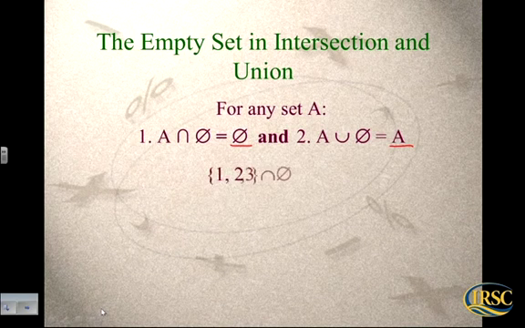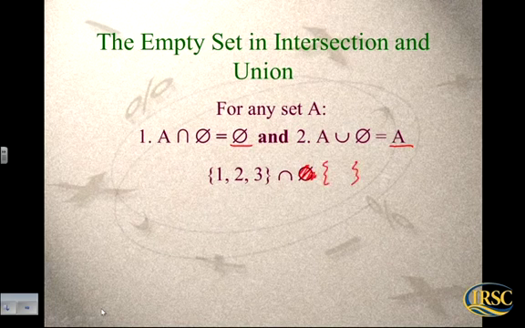So this example here, I keep wishing I'd rewrite this. It makes a little bit more sense when you look at the other way to symbolize it. When you compare these two sets, set 1, 2, and 3, and the empty set, there are no elements in common when you have the empty set. So therefore, your answer to that intersection is just the empty set. Okay, number 2, A union with the empty set is always going to be equal to A.